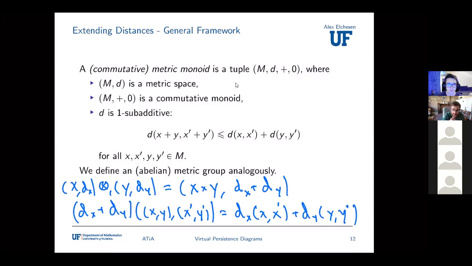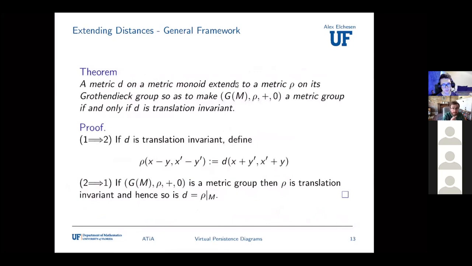And so the theorem, a very general theorem, is that if you have a metric d on a metric monoid, then this extends to a metric rho on its Grothendieck group in such a way that the object you get is a metric group if and only if d is translation invariant. Okay, so translation invariance is very important, plays a big role in being able to extend these metrics. And the proof is pretty simple. Once you know the statement, it's just checking a lot of stuff, making sure everything's compatible. But essentially, this is the main formula that we use throughout.